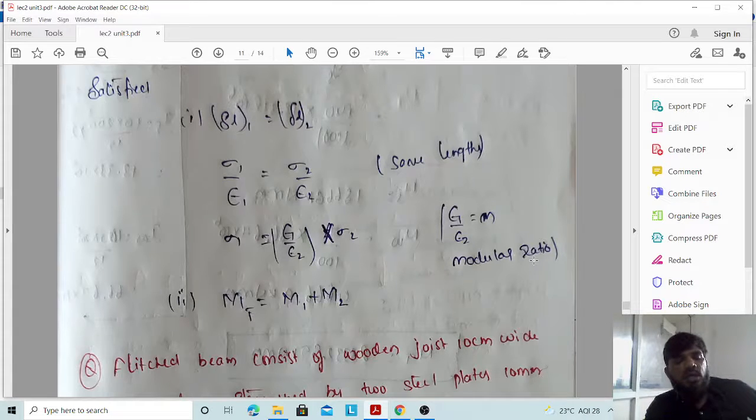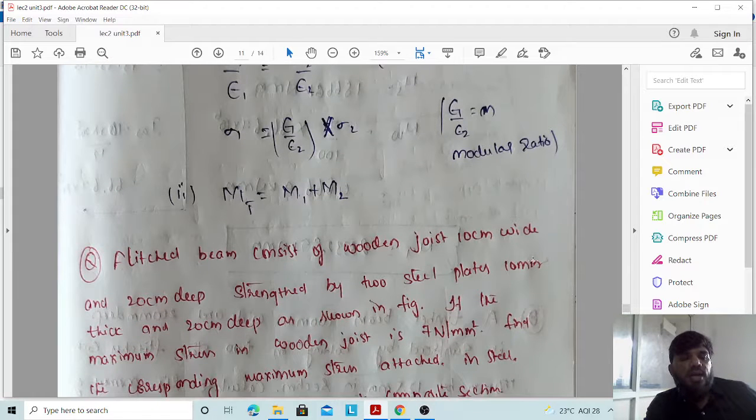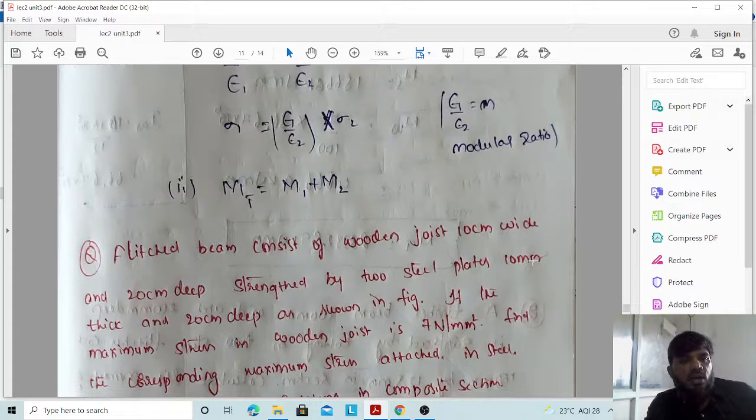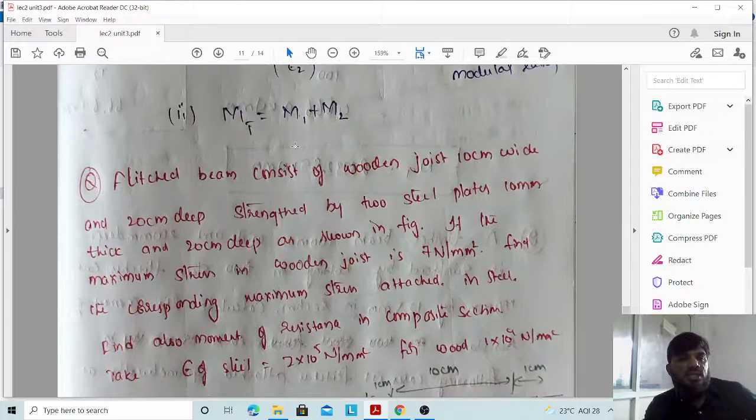The ratio of Young's modulus of the first element to the second element. Here I have written E1 by E2, Young's modulus of the first element by Young's modulus of the second element. This is called the modular ratio. So let us see a problem on it.